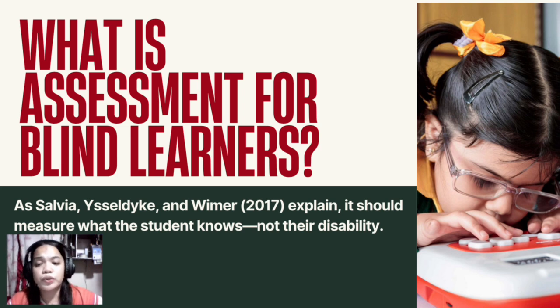So in school, we usually think of two types of assessment. One is the content-based assessment, which focuses on the knowledge. The second one is the performance-based assessment, which focuses on application. So for blind learners, both of these must be adjusted through accommodation strategies, specialized tools, and assessment that ensure fairness, which we will discuss later on.